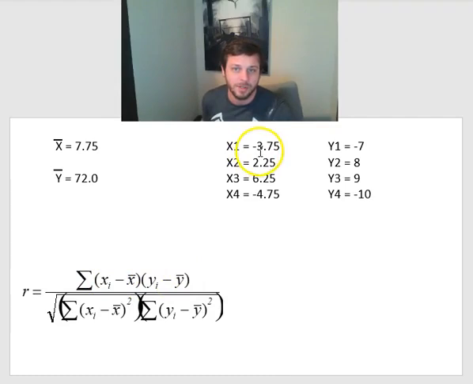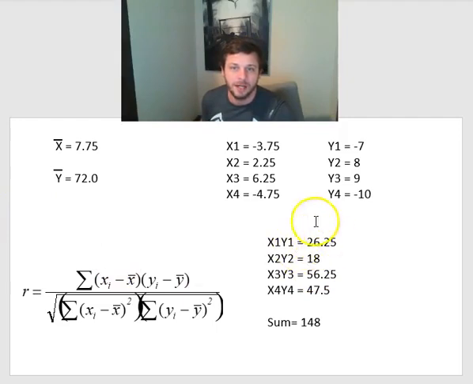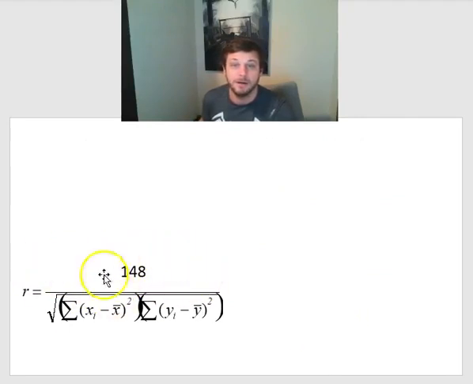When you take your 3.75 and your negative 7, you're going to then multiply them together, right? You multiply those together and you'll get 26.25 because the negatives cancel out, 18, 56, and then 47.5, again with the negatives canceling each other out. And then you add it all up, so this thing means the sum of, right? And so we add all those up and we get an answer of 148. So our numerator up here is going to be 148.